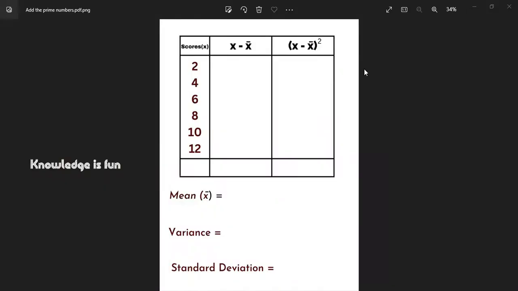Okay, so the first step we are going to do is solve the variance by getting the mean of this set of data. So how do we do that? The set of data here is the scores. We are going to find the sum of the scores and then divide it by how many there are. So we have 2, plus 4.